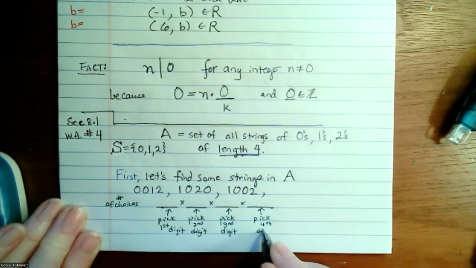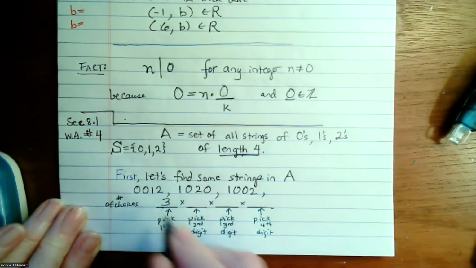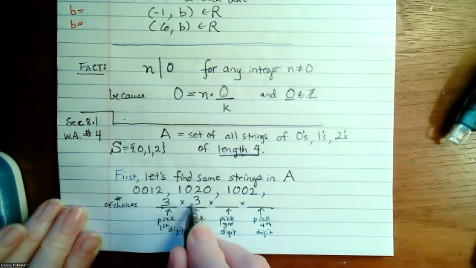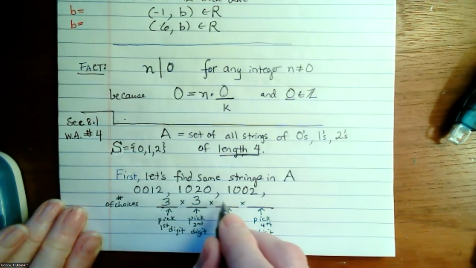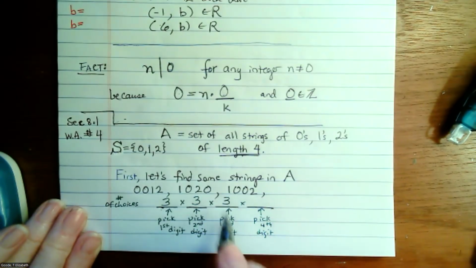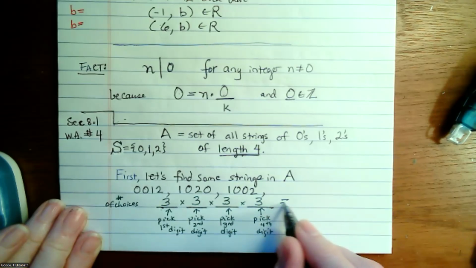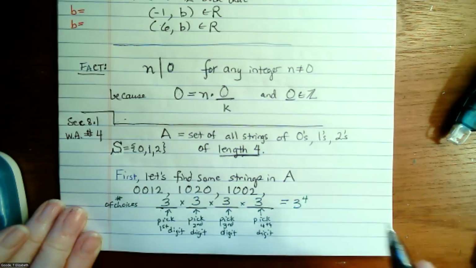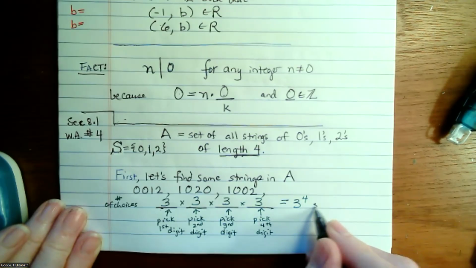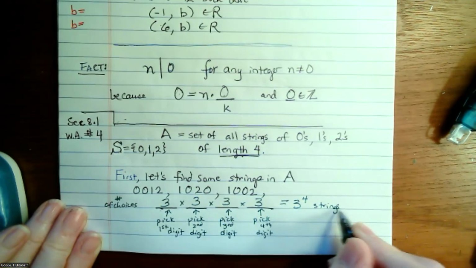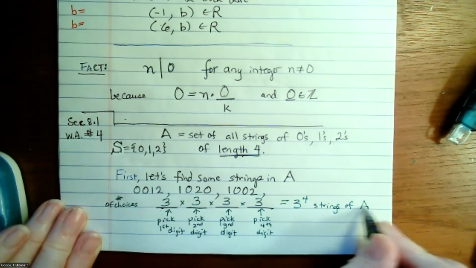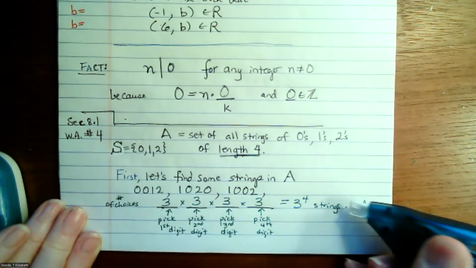3. That's right. So we have 3 choices for the first digit, and we can mix and match that with all 3 choices for the second digit. 3 choices still, 0, 1, or 2 for the third digit. So this is 3 to the 4th strings in A. So there's a bunch of them in A. We don't want to find them all.